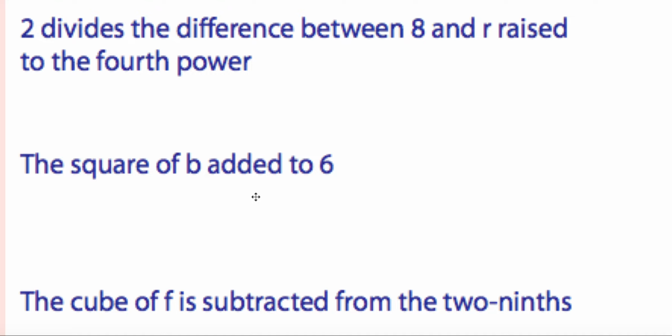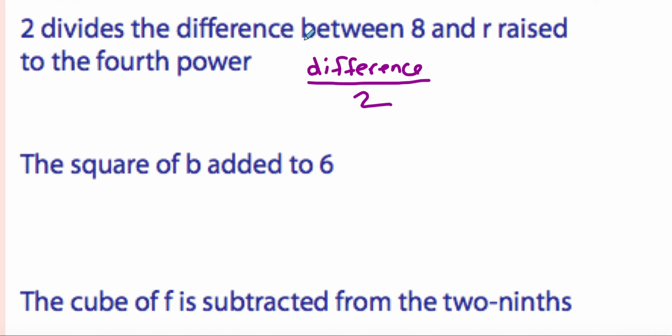2 divides the difference between 8 and r raised to the 4th power. There's a lot going on there. So first of all, what I read is that 2 divides the difference. 2 divides the difference, so I need a difference. The difference would go on top because that is going to be divided by 2. The difference will be divided by 2.